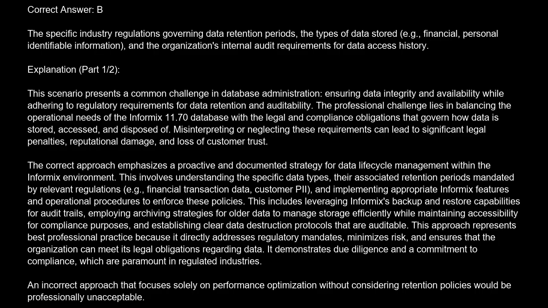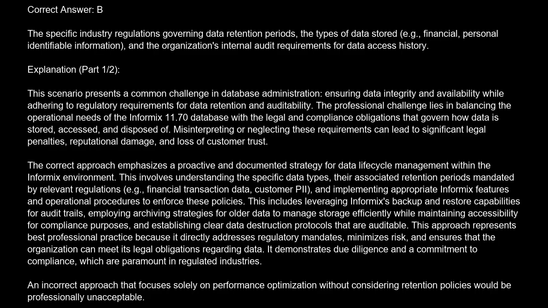Explanation. This scenario presents a common challenge in database administration, ensuring data integrity and availability while adhering to regulatory requirements for data retention and auditability. The professional challenge lies in balancing the operational needs of the Informix 11.70 database with the legal and compliance obligations that govern how data is stored, accessed, and disposed of. Misinterpreting or neglecting these requirements can lead to significant legal penalties, reputational damage, and loss of customer trust.